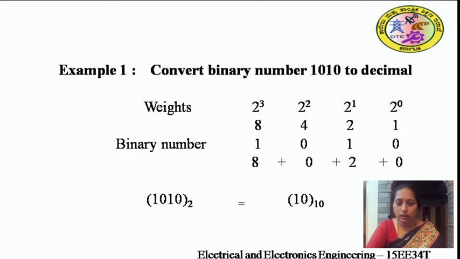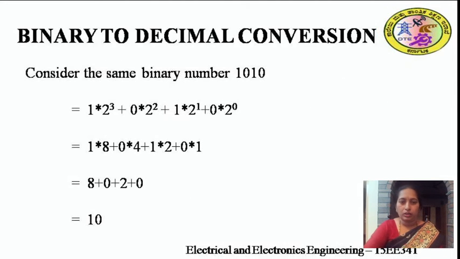Binary 1010 is equal to decimal 10. I can convert binary to decimal in another way. Here I am multiplying each binary digit by its weight and taking the sum of products. So that will give me the same answer as the previous method, that is 10.